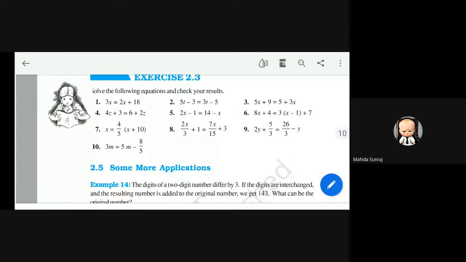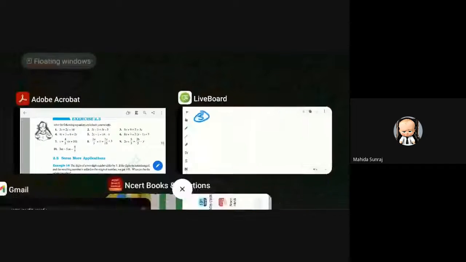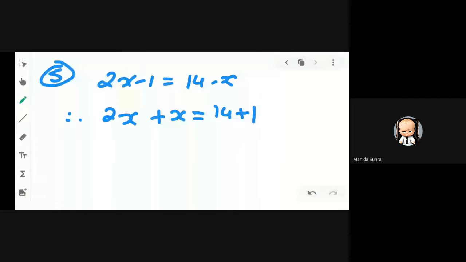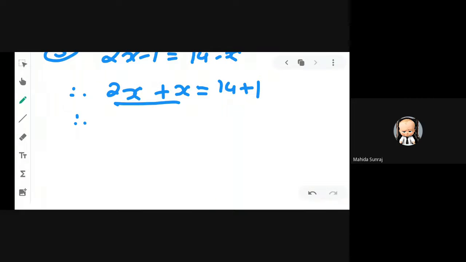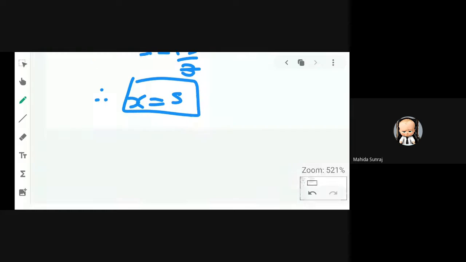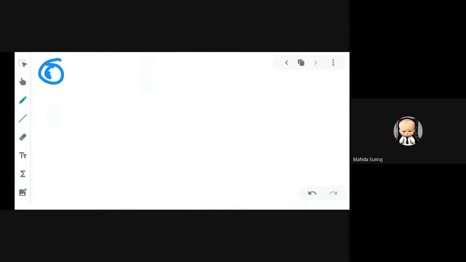2x minus 1 is equal to 14 minus x. Okay, we are taking variable to the left side. So 2x, this minus x becomes plus x, and this minus 1 becomes plus 1 to the right hand side. So 2x plus x, 3x, is equal to 14 plus 1, 15. We get x is equal to 15 by 3. So x is equal to 5, as 3 5s are 15. Right?